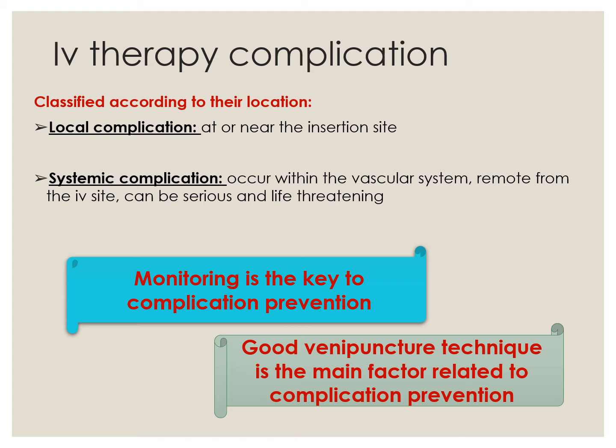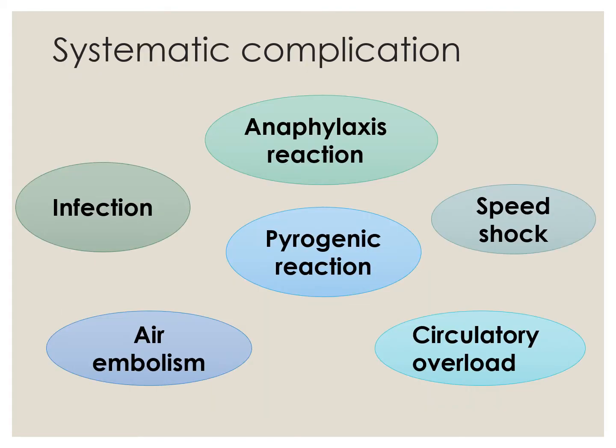Systemic complications can be like anaphylaxis reaction, air embolism, circulatory overload, speed shock, and local complications, for example phlebitis, infiltration, extravasation, and how to manage them. These will result in increased hospitalization time, treatment cost, and also increased patient risk. We'll learn more about them.